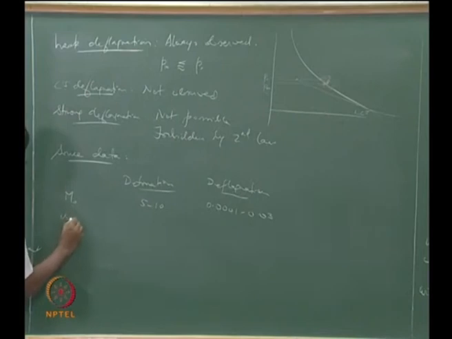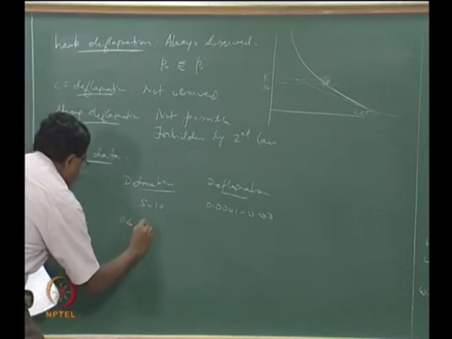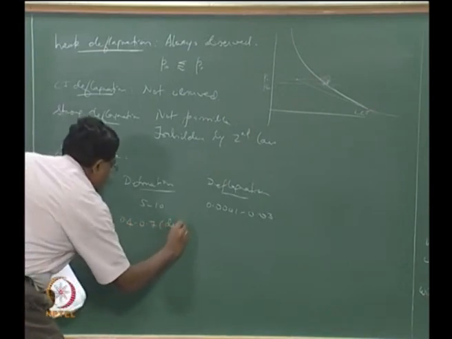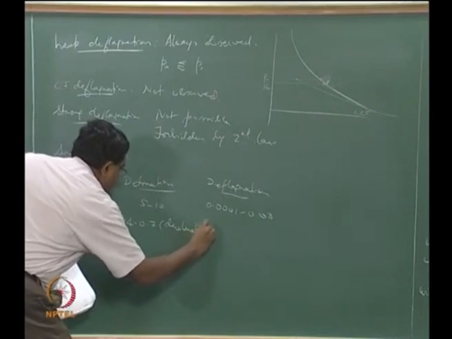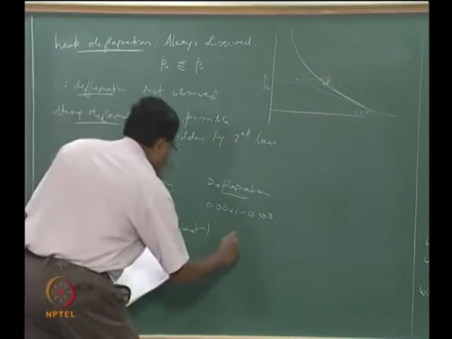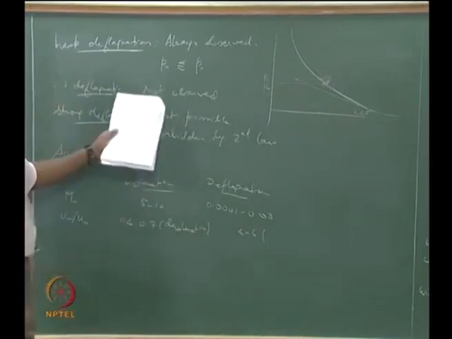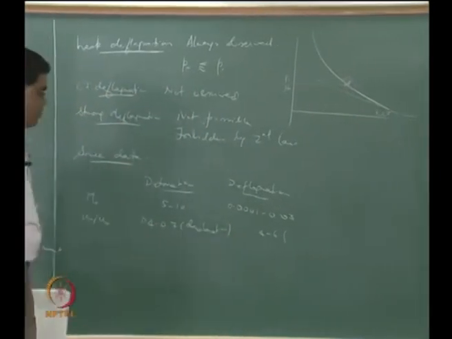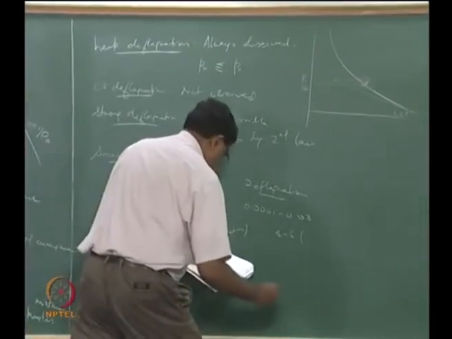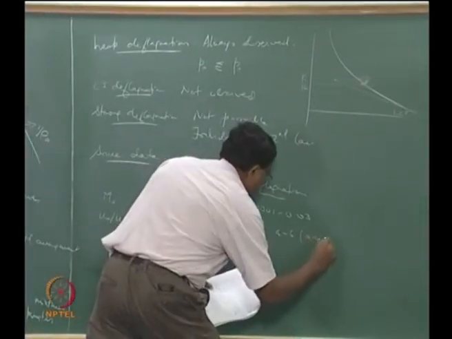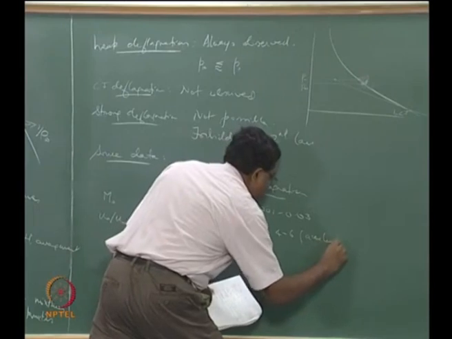U infinity over U naught, how does the deceleration or the acceleration happen? This is about 0.4 to 0.7, deceleration. Here it is about 4 to 6. You can work this out. If you assume constant pressure, you can work this out to be about 4 to 6 based on the temperature change. This is acceleration.